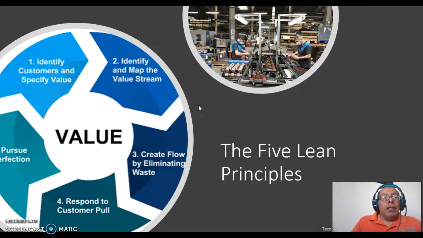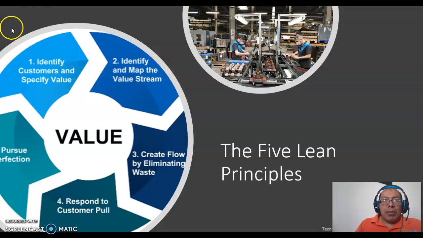Hello. This video is going to explain a little bit about the five Lean principles. This is a methodology that an organization can use to implement Lean in a sustainable manner and make sure that it actually works towards getting their strategic objectives.